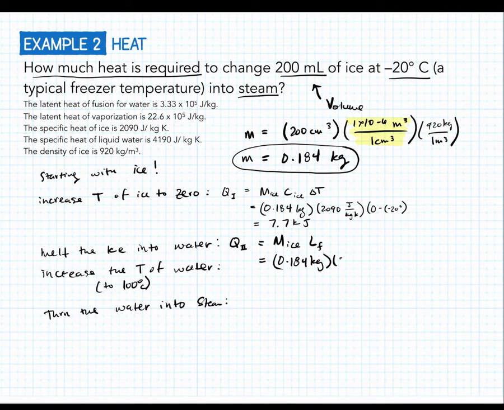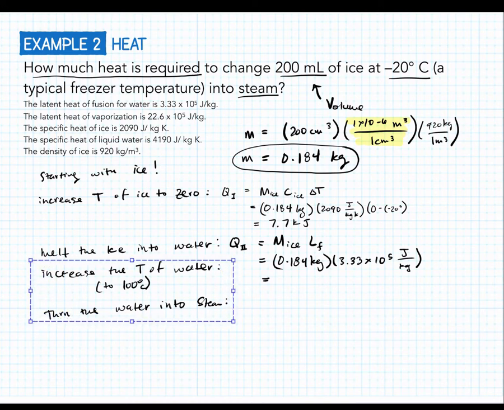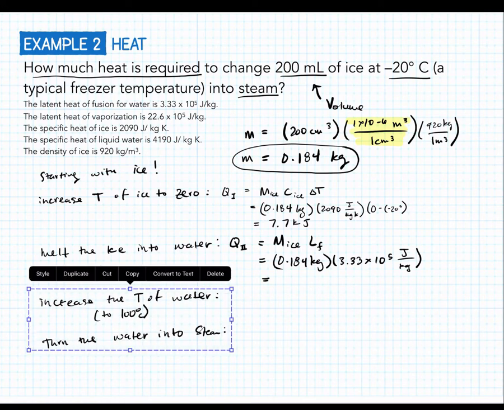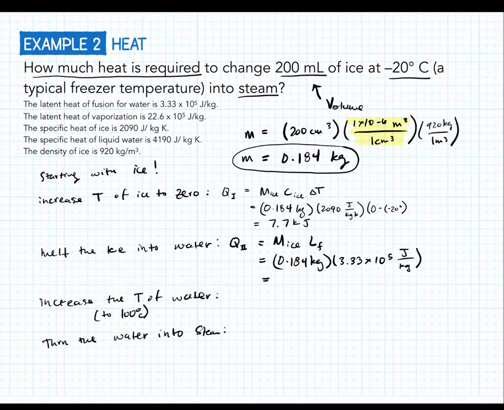Why do you think it's mass? Do ice and water have the same volume? No, the density changes as you go from ice to water. But you know what doesn't change? The mass. The amount of molecules is still the same, they're just structured differently, and mass comes from the individual atoms. So then we use the latent heat of fusion. That's 3.33 times 10 to the 5th joules per kilogram, which means the heat we need to melt the ice is going to be 61.3 kilojoules.